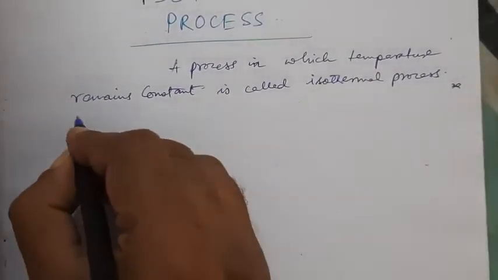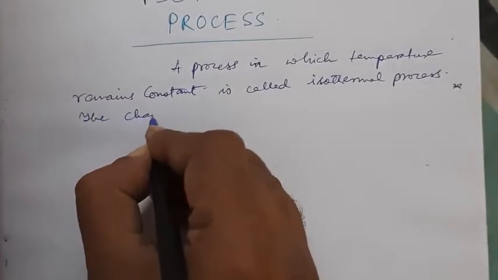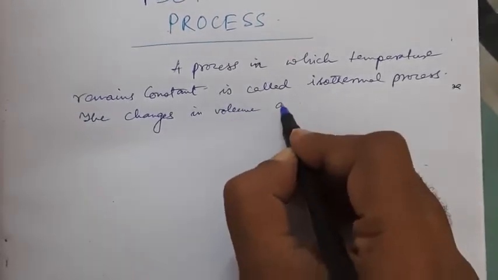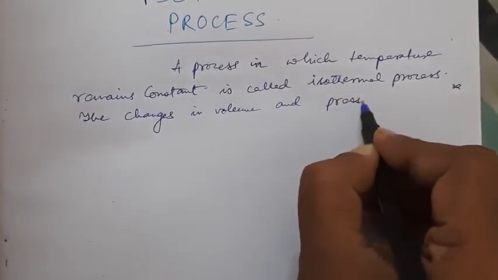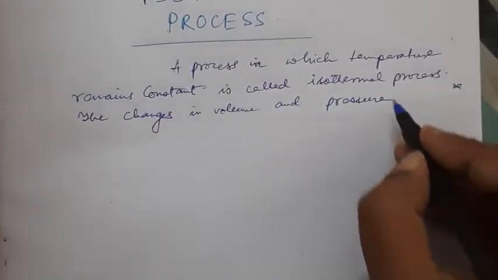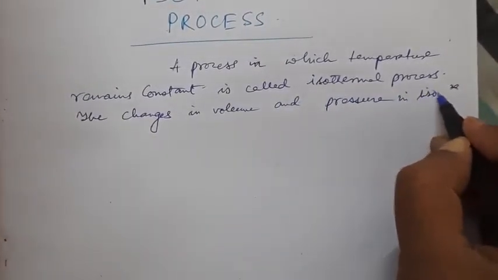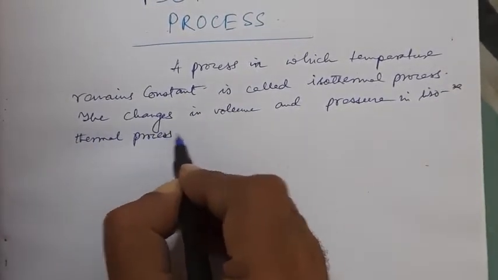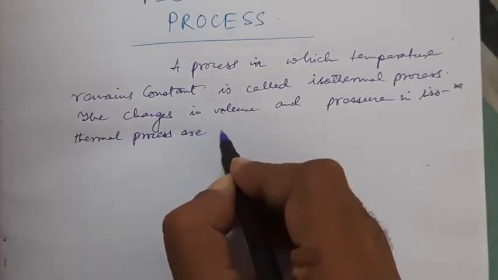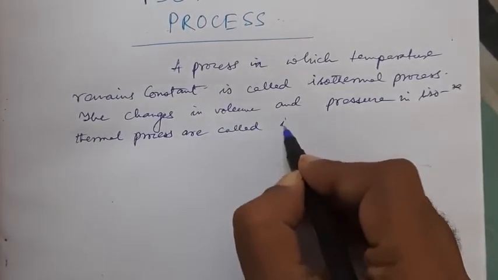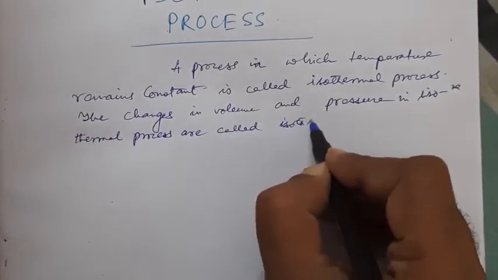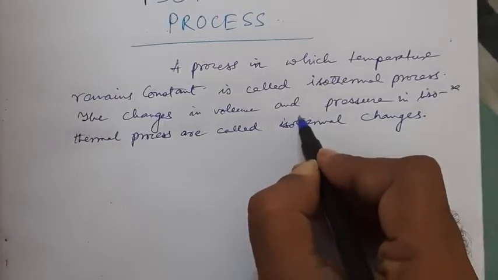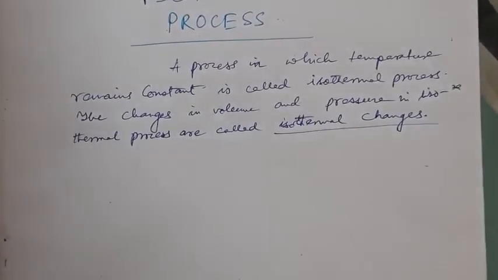So I can write: changes in volume and pressure in an isothermal process are called isothermal changes. They are known as isothermal changes.